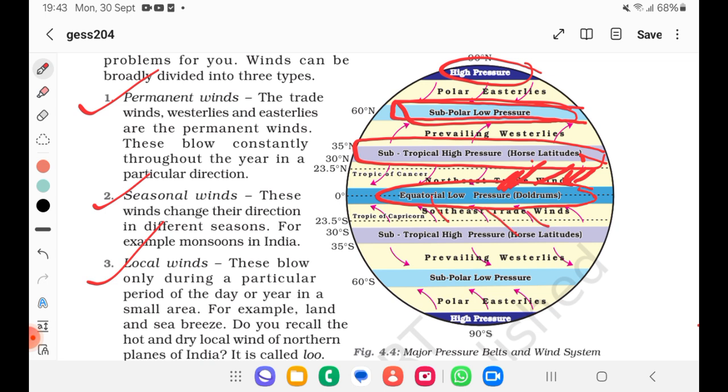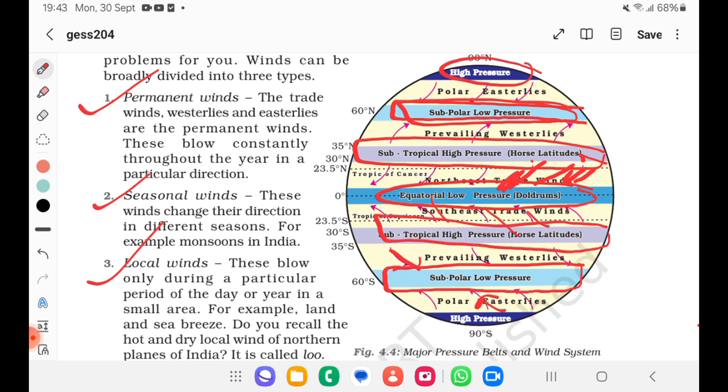After that, for the subpolar low pressure, from subtropical high pressure we get the prevailing westerlies. Okay, from the poles we get easterlies, polar easterlies. So the subtropical high pressure belt is also called the horse latitudes.